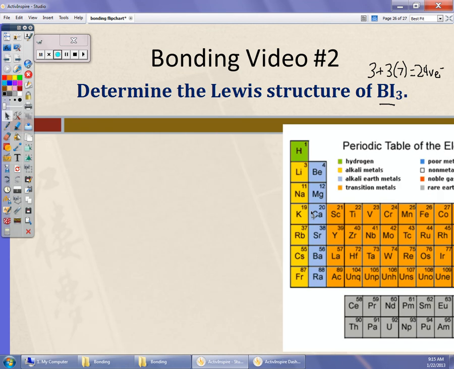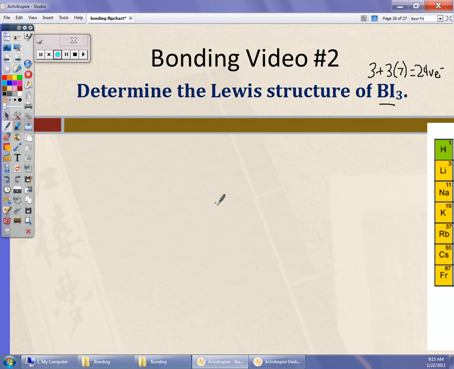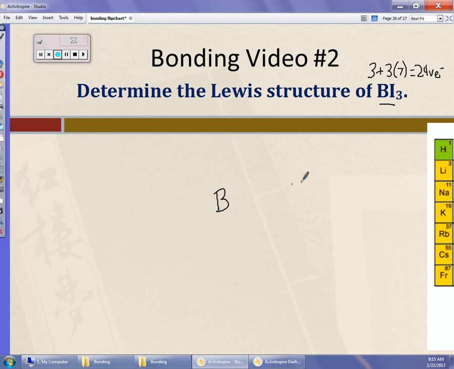Next, we want to put boron in the center. Boron has 3 valence electrons. It is the closest to 4. Then the iodines get spread out symmetrically around the boron. We now have 1, 2, 3 bonds, or 6 valence electrons being used. This leaves 18 valence electrons for us.